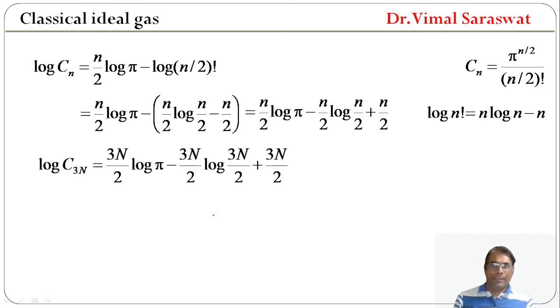In the same way, if n is replaced by 3n, then log C3n is equal to (3n/2) log π minus (3n/2) log(3n/2) plus 3n/2. So we replace this n with 3n. This will be 3n, this is 3n, this is 3n, and this will also be 3n. So log C3n will be this one.